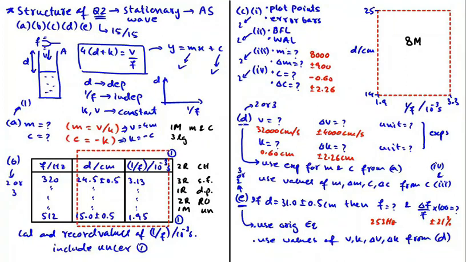Next part is part D. To be able to do part D of all different types of graph question, you have to learn 1 method of determining unit of a constant quantity from its expression. And last part is part E. To be able to do part E of all different types of graph question, you have to learn 2 methods of determining the percentage uncertainty in a quantity.